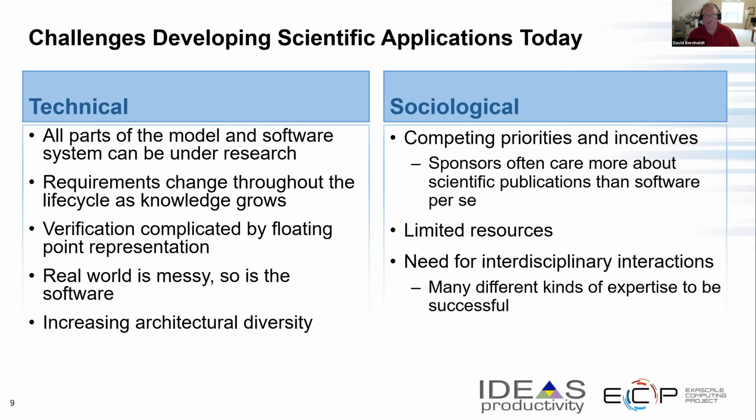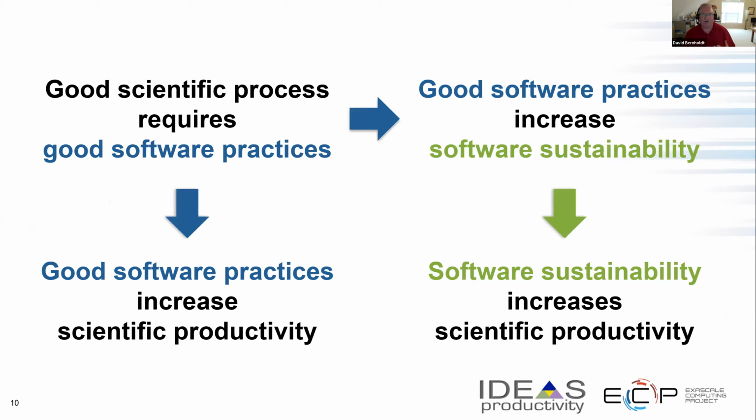We have limited resources. We need to interact with many different people, different kinds of expertise, and we have to be able to work together effectively, which can be a challenge. But fundamentally, good scientific process requires good software practices. And we find also that good software practices increase software sustainability, and both good software practices and software sustainability act to increase scientific productivity. So this is an argument for why these kinds of things are important to think about.